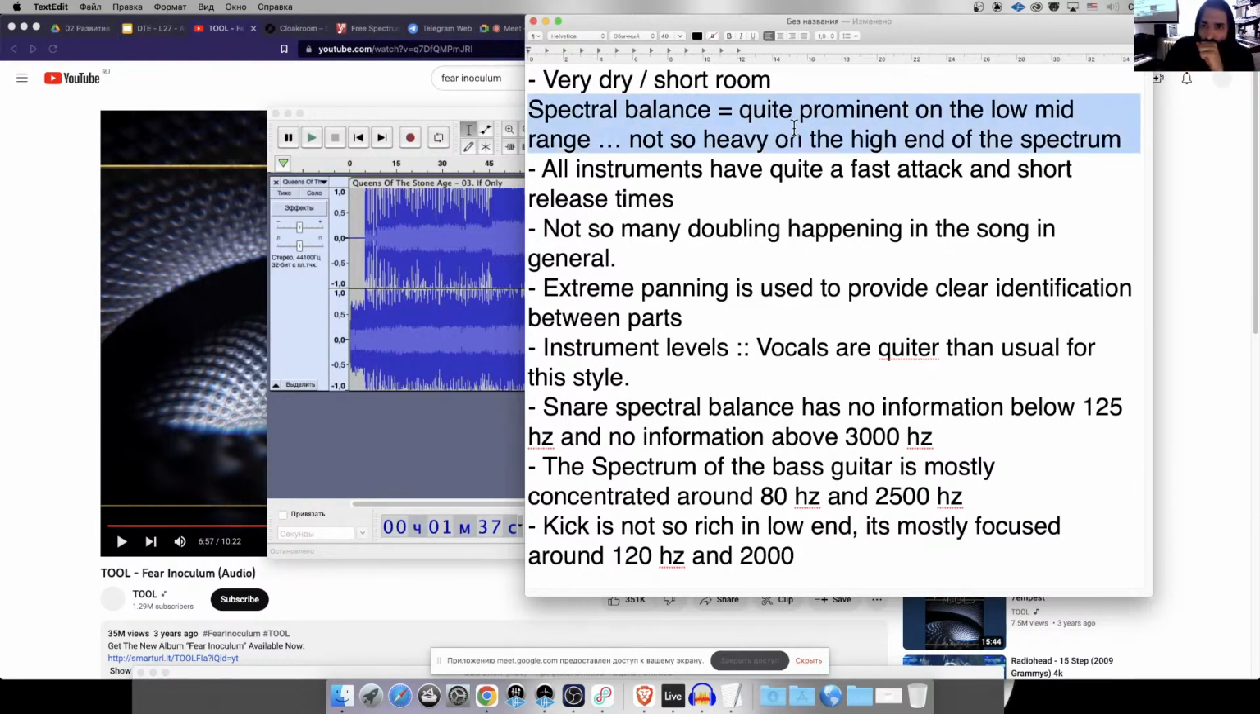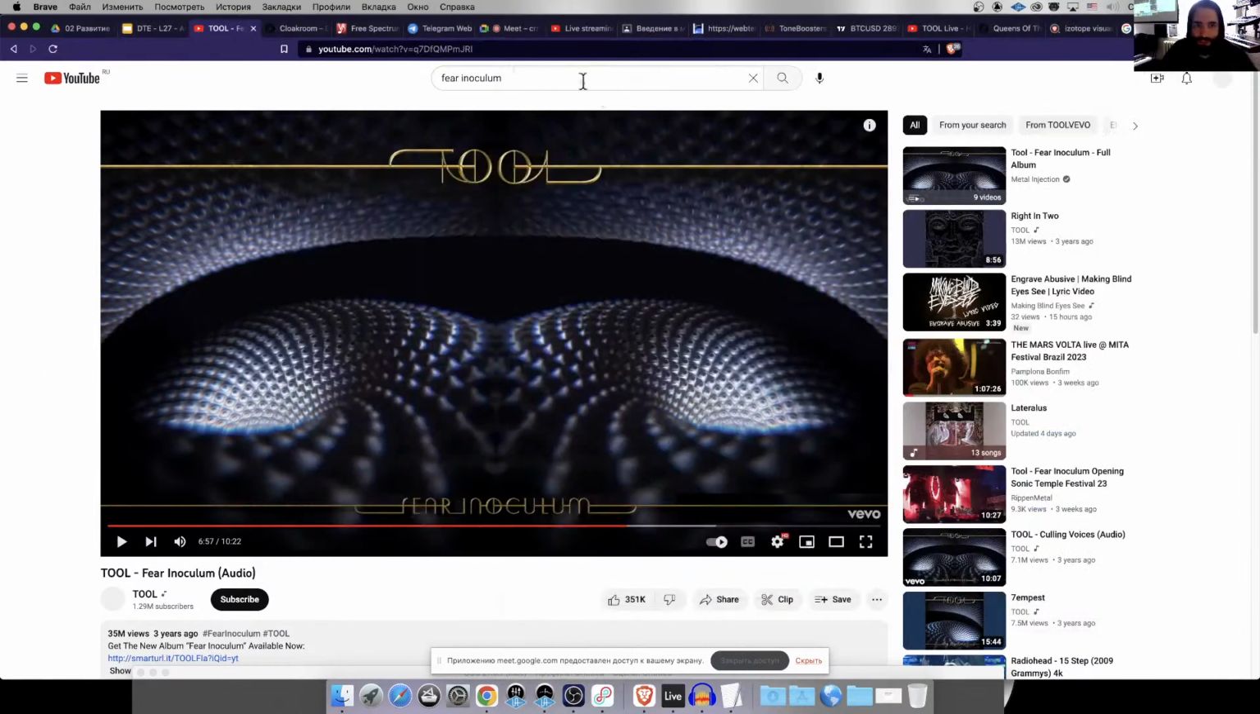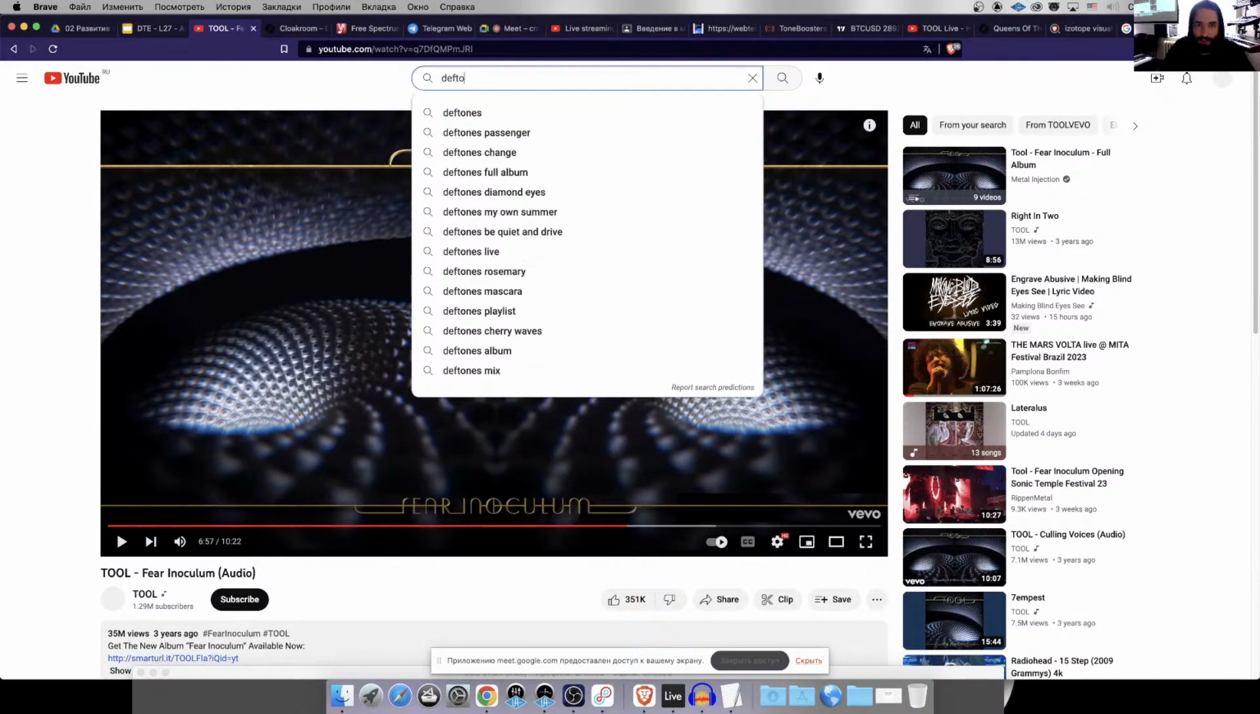You're right here that the spectrum of the bass guitar is mostly 80 to 2500. It seems he has some boost of this. You don't feel that it's ranging up. I feel 80 hertz, but I don't feel 2000. Well, I'm imagining that's where it's ending.